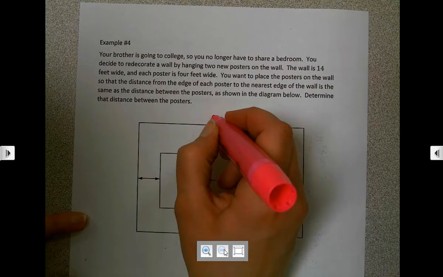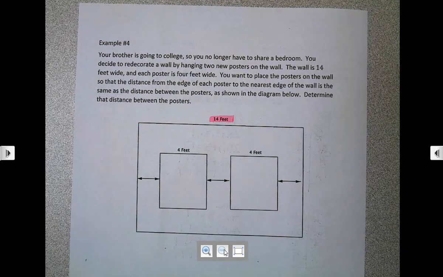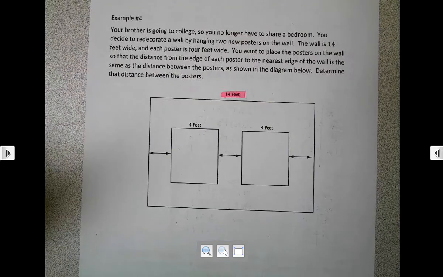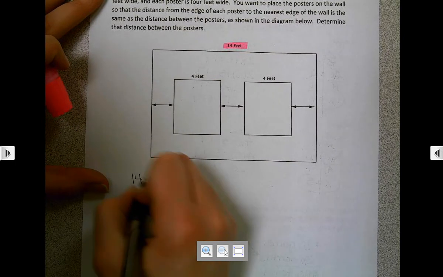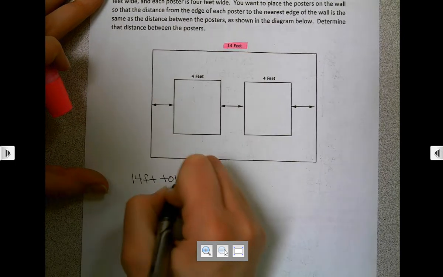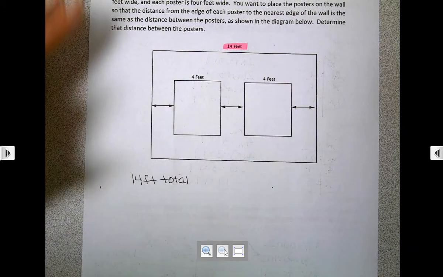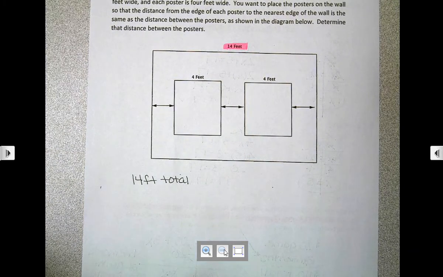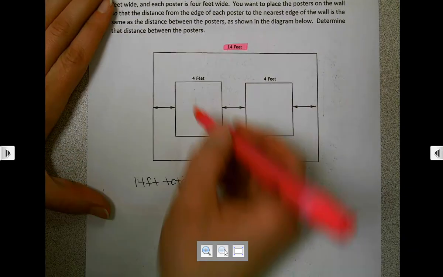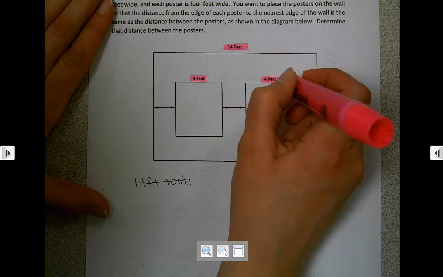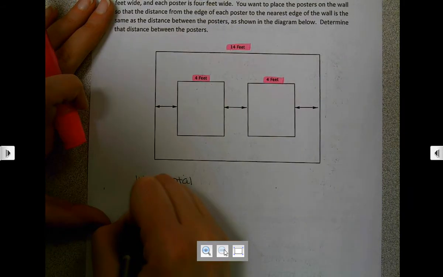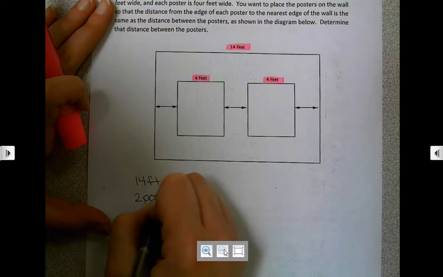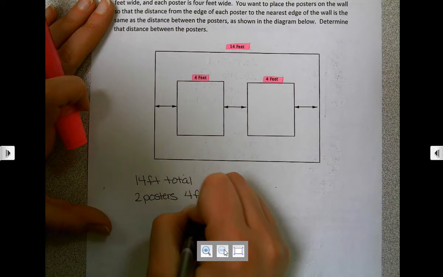The first thing that we can collect is we have 14 feet. 14 feet is the total length. So 14 feet total wall space. Okay. The next thing that we see in our diagram is that we have these fantastic posters, aren't they great? We have two posters that are 4 feet each.